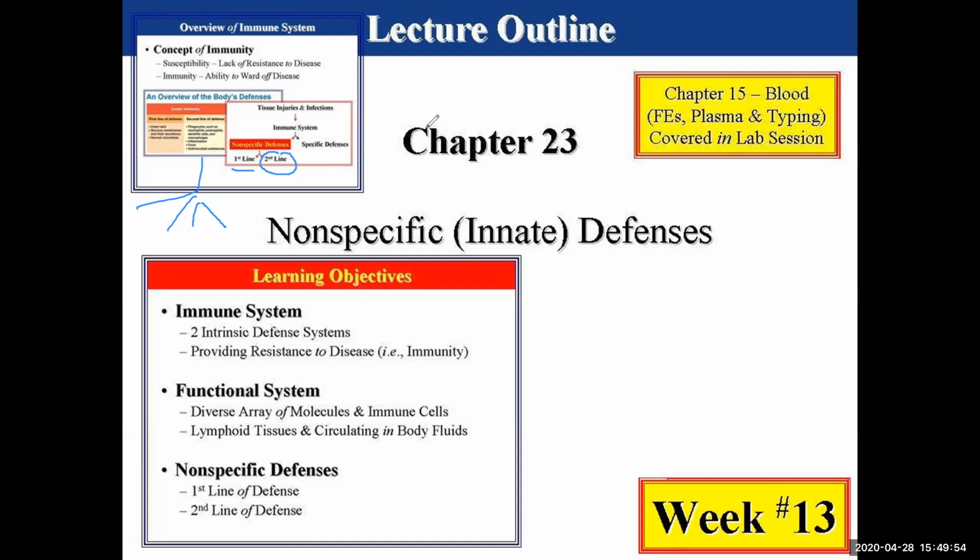So that's a summary of the first two lines of defense for the non-specific immune response. And the third line would be the specific defense, the second part of the lecture. So we have three lines of defense. The first line and the second line belong to the non-specific immune system. The third line of defense belongs to the specific acquired immune system.